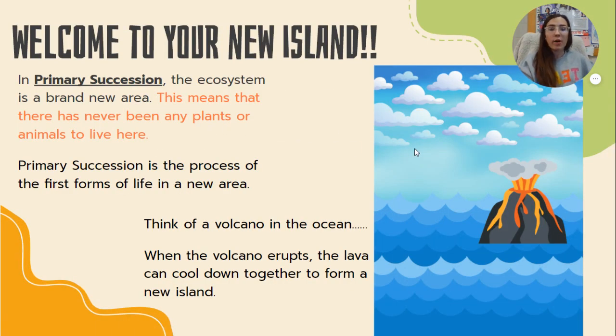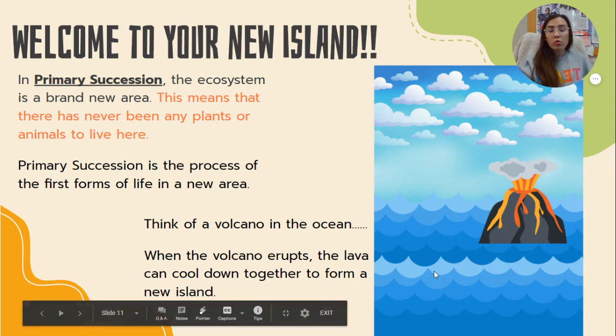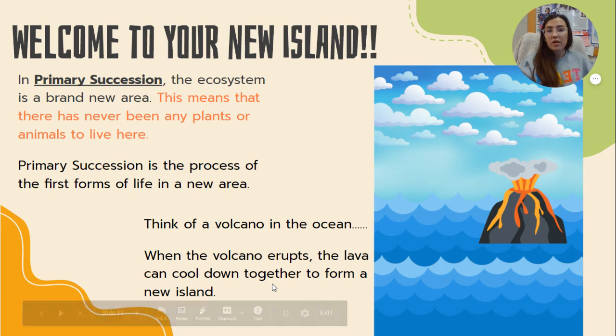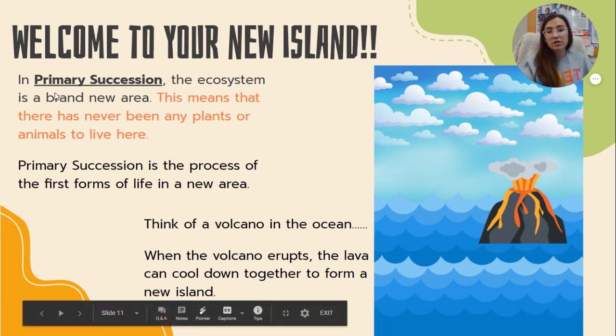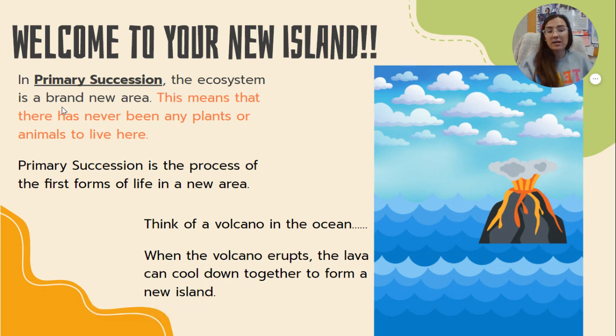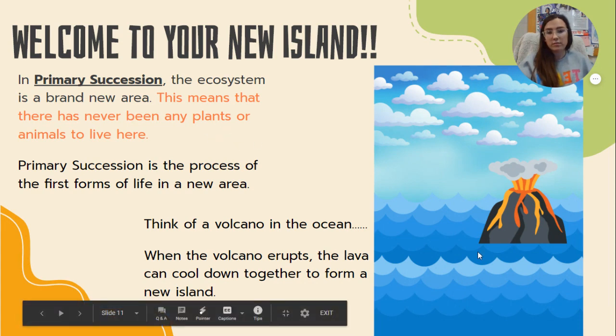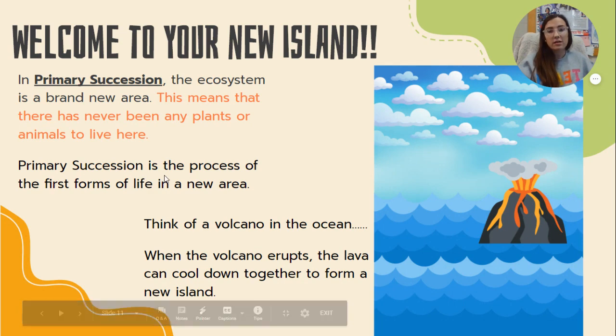I want you to imagine that you have a brand new island. This volcano erupted and the lava is running down. That lava is going to cool to form a new island, okay? Your fresh new island is going to undergo primary succession. That means the ecosystem is in a brand new area, your new island that never existed before. Well, it never existed, so that also means that there have never been plants or animals to live here. Primary succession is the process of the first forms of life arriving in a new area.